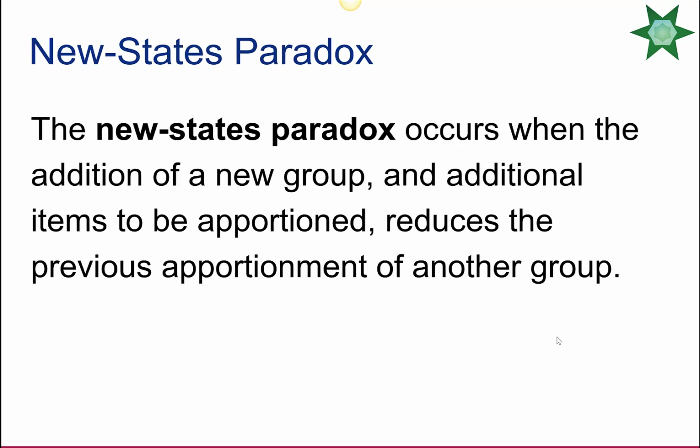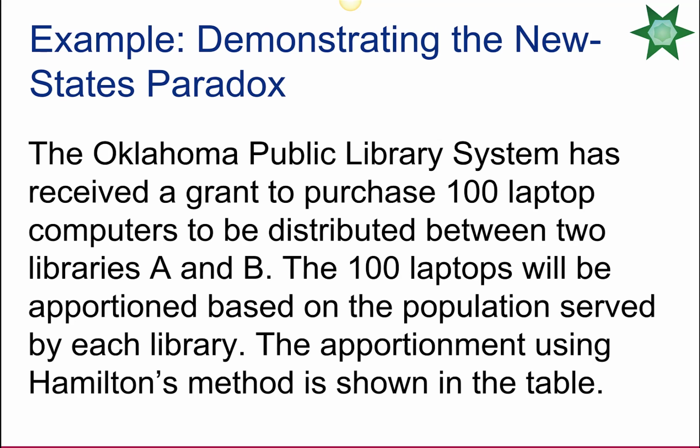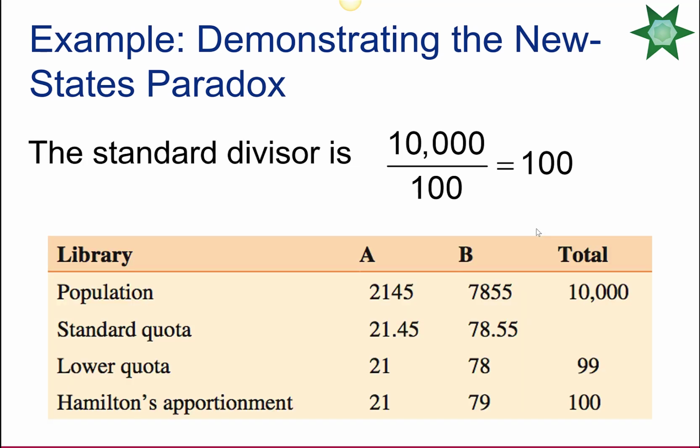And finally, the new states paradox occurs when the addition of a new group and additional items to be apportioned reduces the previous apportionment of another group. Oklahoma Public Library has received a grant to purchase 100 laptops to be distributed between 2 libraries, A and B. The 100 laptops will be apportioned based on the population served by each library. So our standard divisor is 100. We take each population, divide by 100, get our standard quota, and round down. Add those up, we have 99 total allocated. We have 1 more to allocate, and it's going to go to Library B.